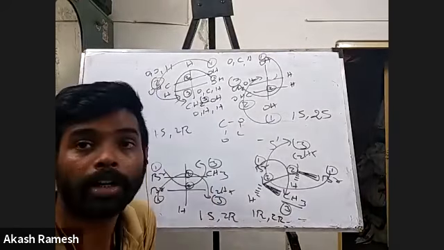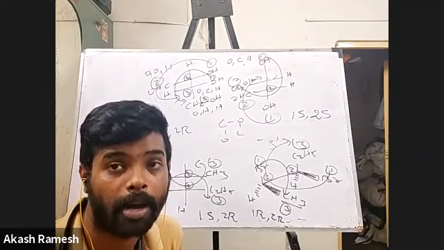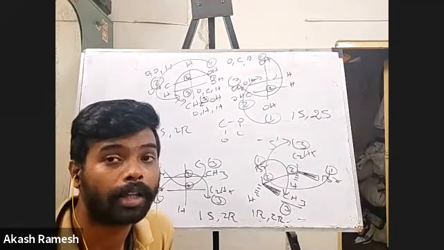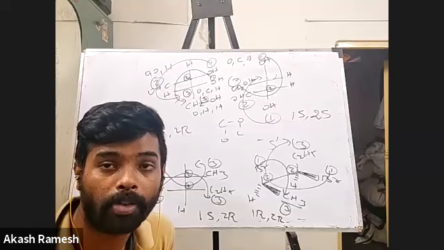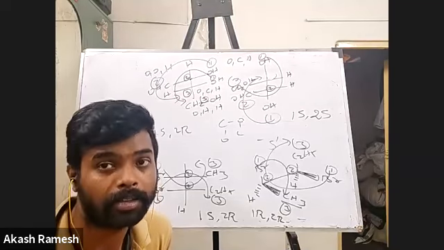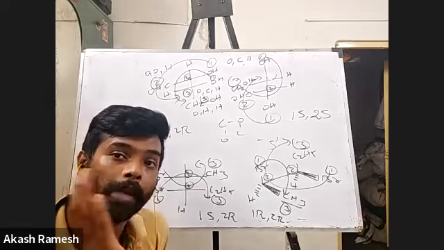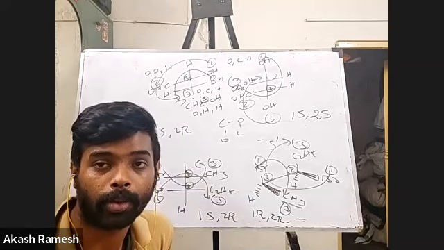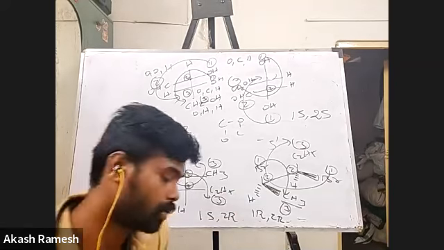We'll move on to compounds which don't have any chiral carbon atom. I told you that there can be compounds where you don't have any chiral centers, but still they are optically active. Optically active in the sense they are able to rotate the plane polarized light towards right or left. So we'll see what all those compounds are.